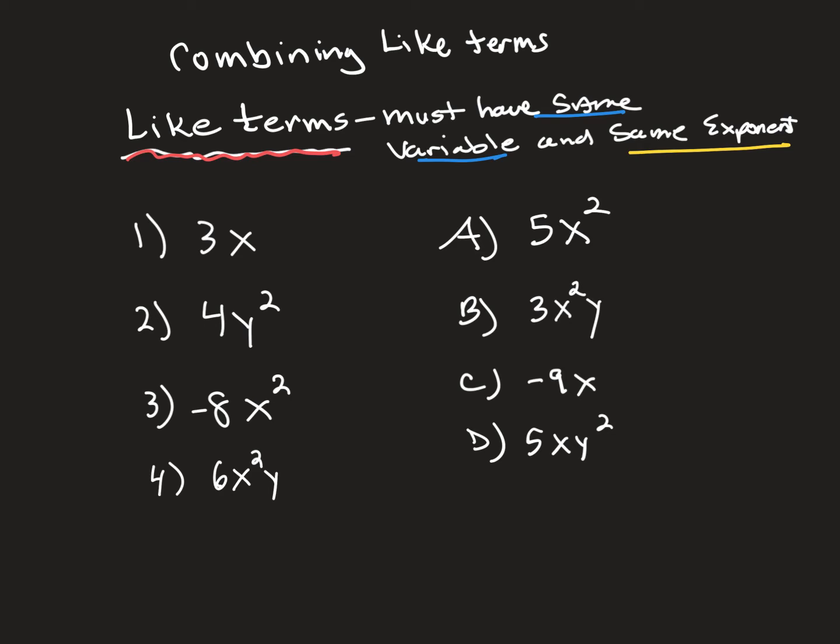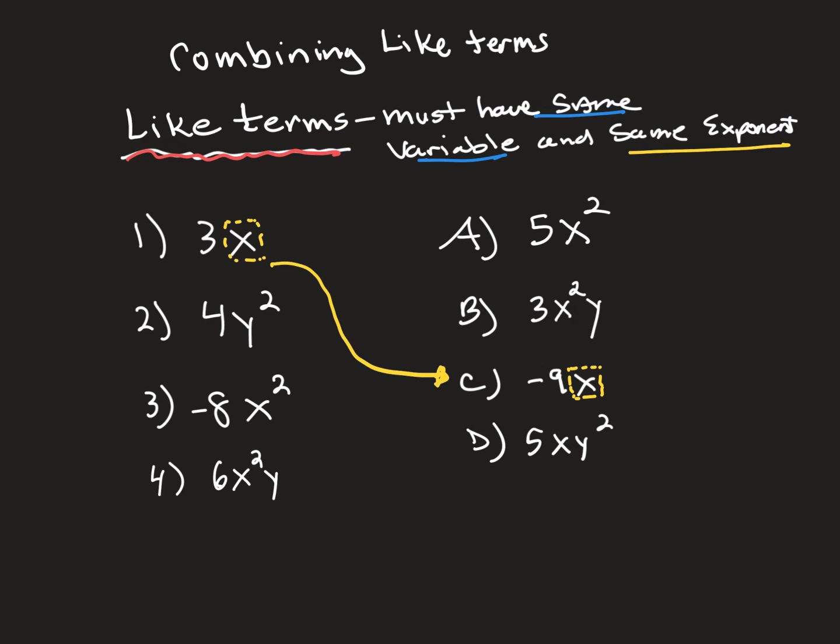Notice in problem number 1, we have 3x. Which other problem just has x with it? So wouldn't number 1 go with C? Those are considered like terms because they both have the same letter with the same exponent. So those are considered like each other, or like terms.